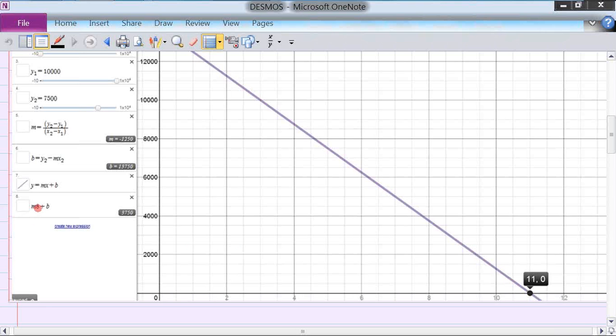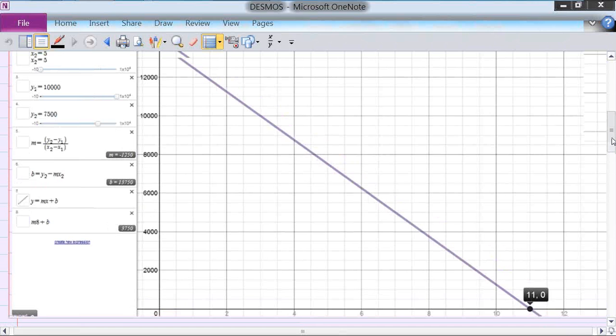And then if we want to know the value of the car after 8 years, instead of X here, right here, we put an 8. So it uses the M, multiplies it by 8, and adds B, which is right over here, and the value after 8 years is $3,750. And so we have all the information.